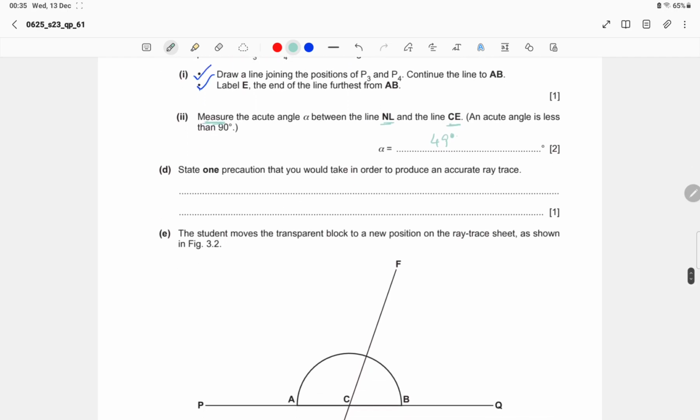State one precaution that you would take in order to produce an accurate ray trace. So again, you can use sharp pencils.